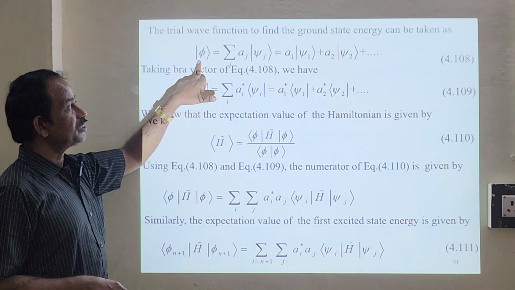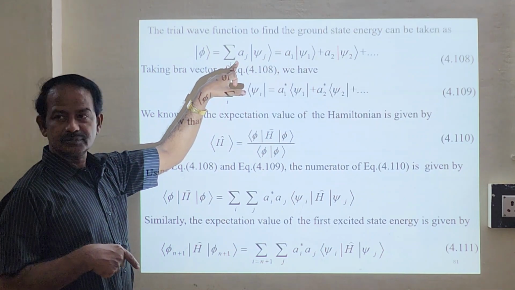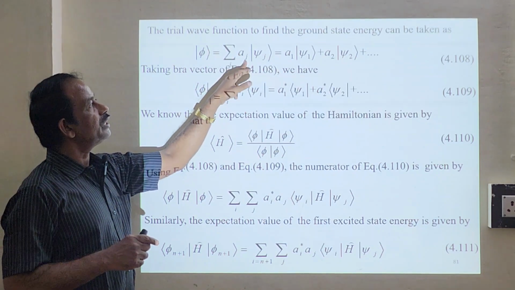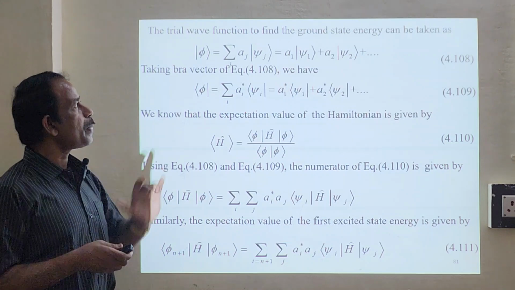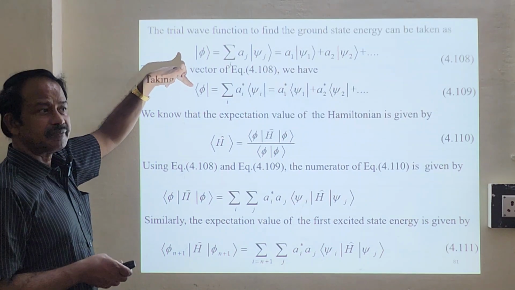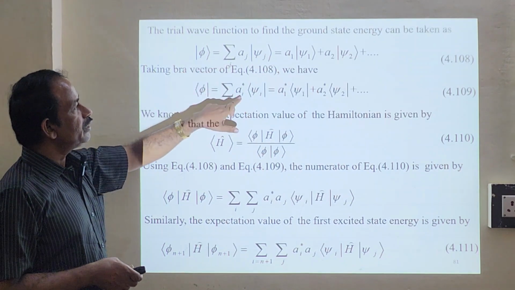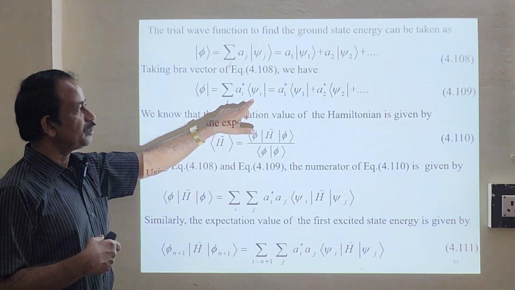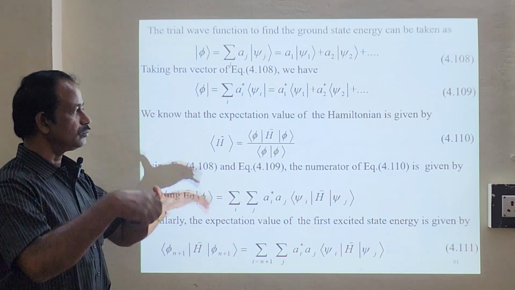So phi can be expanded in terms of psi j with the expansion coefficient aj. Using the expansion theorem, we know already, phi expands as the sum of aj psi j, which is nothing but a1 psi 1 plus a2 psi 2 and so on. This is your ket vector. The corresponding bra vector can be written like this, with ai star, in terms of bra psi, which is nothing but a1 star bra psi 1, a2 star bra psi 2 and so on.